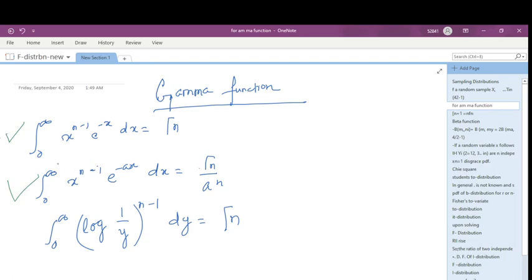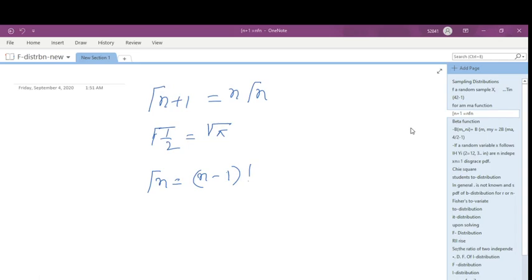So it says the integration from 0 to infinity of x to the power n minus 1 multiplied by e to the power minus x dx is equal to gamma n, and the integral from 0 to infinity of x to the power n minus 1 e to the power minus ax dx is equal to gamma n divided by a to the power n. Subsequently, you have a log equation for the gamma function. Why it is important, I will show you in a few minutes.